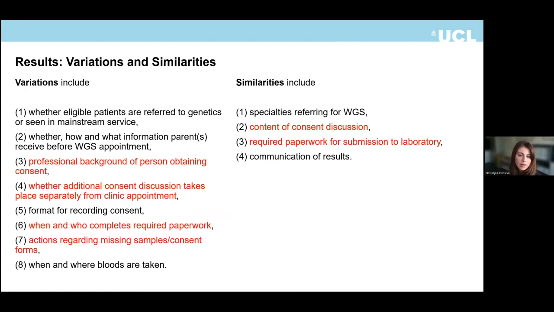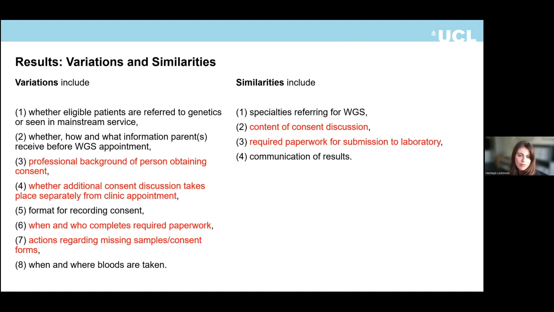So a variation might include the professional background of the person obtaining consent. For example, this could be a clinician, it could be a genomics associate, a genetic counselor, or a specialist nurse. Whether additional consent discussion takes place separately from the clinical appointment. So for example, some centers did a same-day consent appointment with a genomics associate after the patient had a clinical appointment. Some centers scheduled the consent appointment weeks later, and that could be face-to-face, telephone, or video.